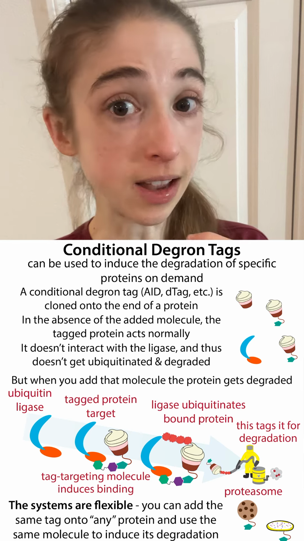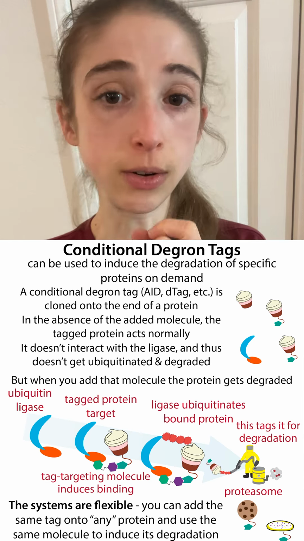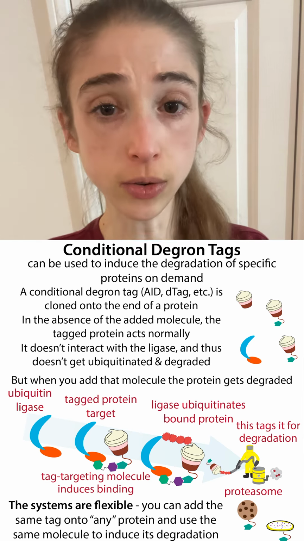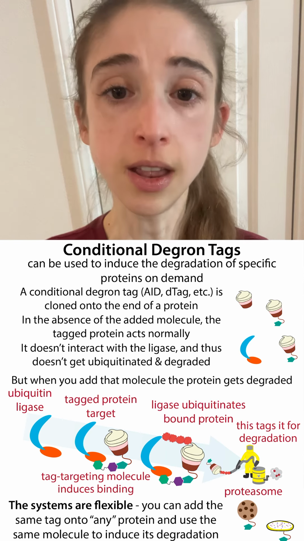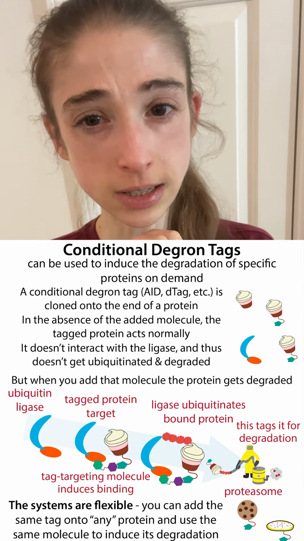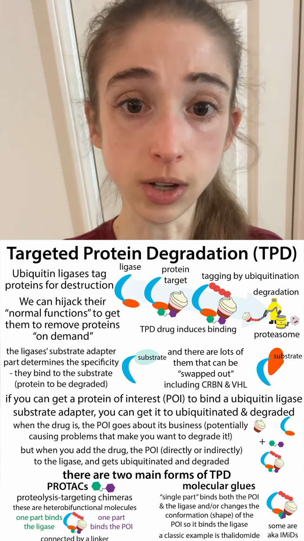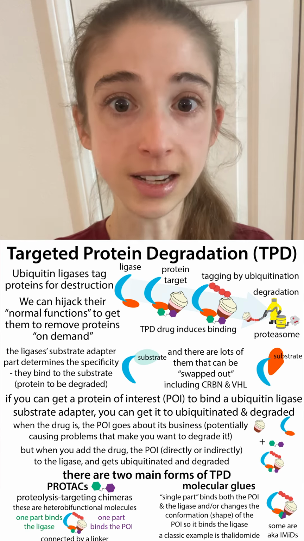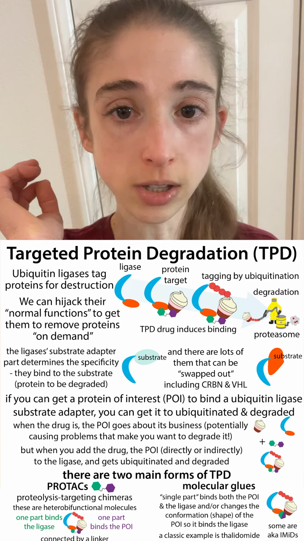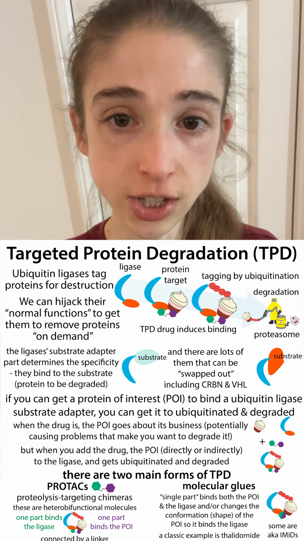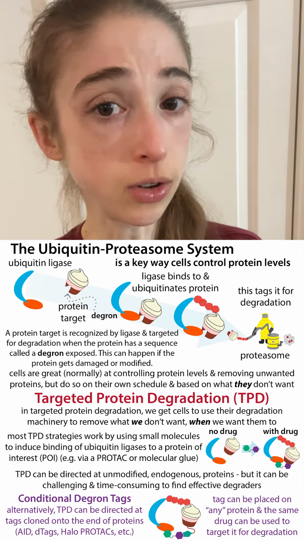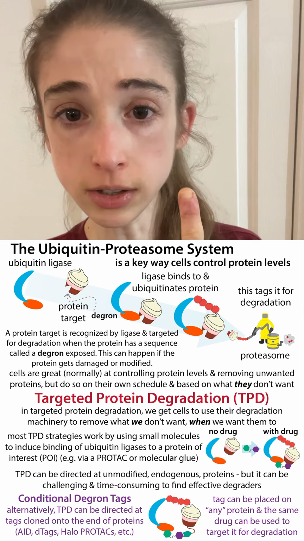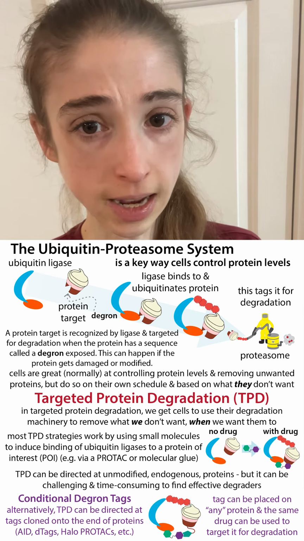And it's great in that you can actually use small molecules in order to do this rather than having to introduce nucleic acids, which can be hard to get into cells. You can titrate the levels so you can control the amount of protein that's present. You can reverse things by just getting rid of the molecule that you were using to induce the degradation. Techniques that are often used are PROTACs, molecular glues, and conditional degron tags.